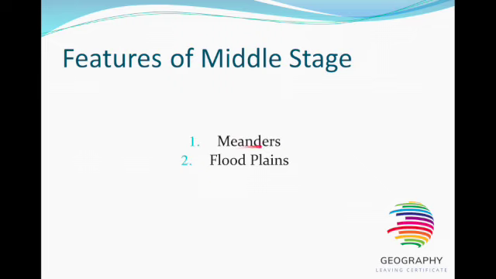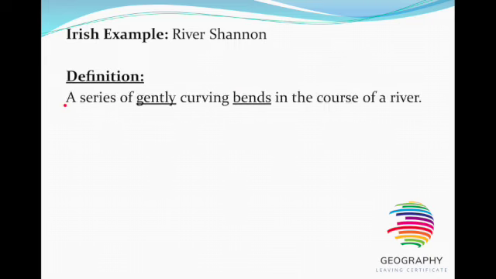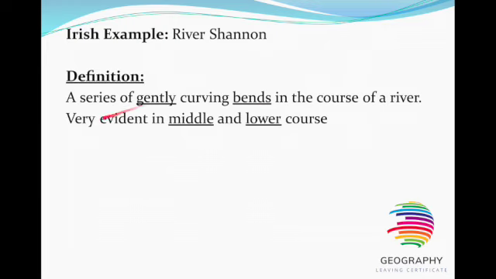Okay, so for the 30-mark question, we're going to focus on meanders, and we're going to look at that in a little bit of detail. So in this video today, we'll focus on the formation of a meander. The Irish example of a meander is on the River Shannon, but let's find out what a meander actually is. Very simply, a meander is a bend or a curve in the river. So it's a series of gently curving bends in the course of the river. They are very evident in the middle and lower stage of the river.